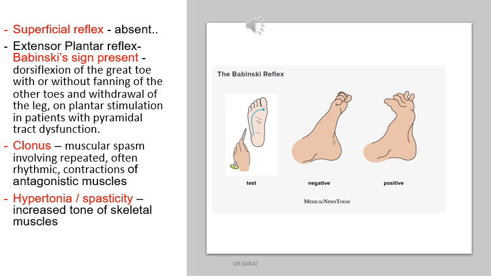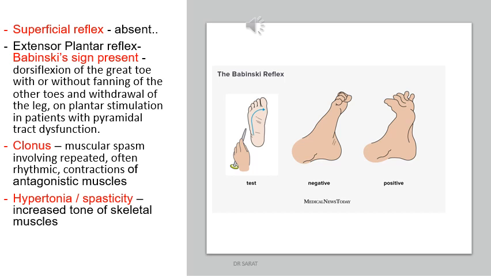Normally, when you are stroking your sole with a sharp object, the normal plantar response is seen in the first image. There is flexion of the toes. Your foot or the toes get flexed. That's the normal plantar response. In extensor plantar response or Babinski sign, what happens is that your great toe will dorsiflex or extend, and the other toes will get fanned.